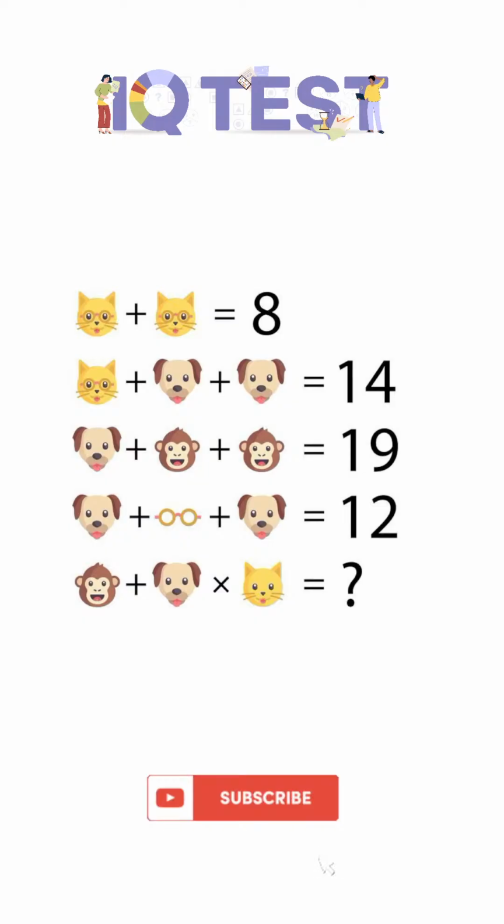Are we okay? Now the final question is saying we should find the monkey, which is 7, plus the dog, which is 5, multiplied by the cat without the glasses. Let's pay attention. Over here we have the cat without the glasses. So if the glass is 2 and the cat with the glass is 4, it means that the cat alone is also 2.